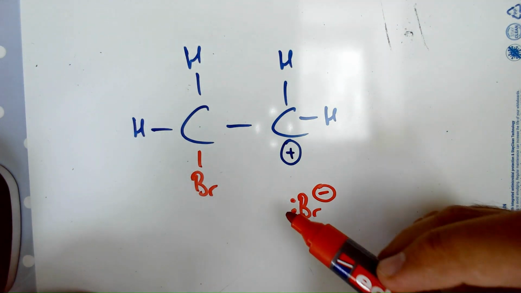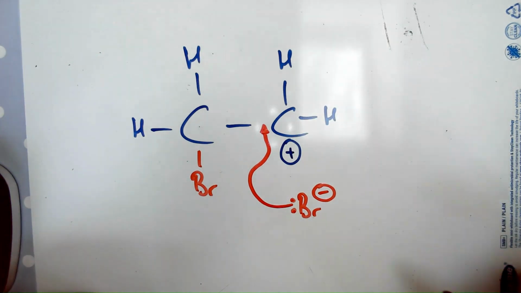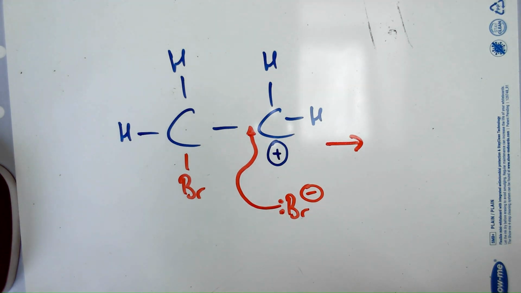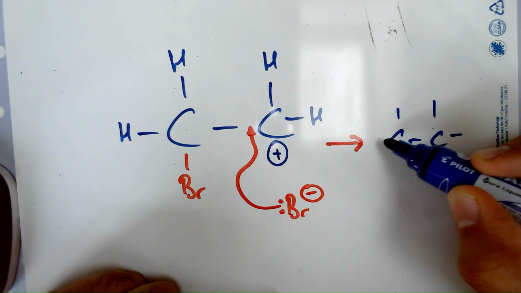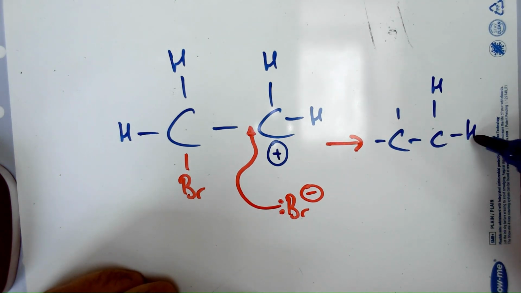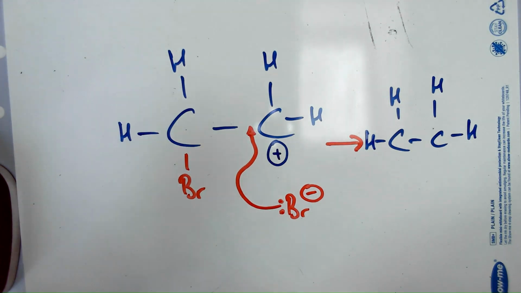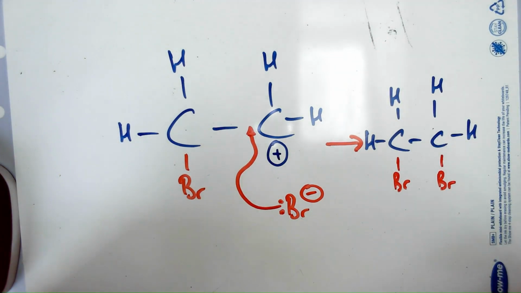So what's going to happen here? We've got this from the middle of the lone pair coming and bonding with that, and then we'll finish it off. And you can all name that: 1,2-dibromoethane.